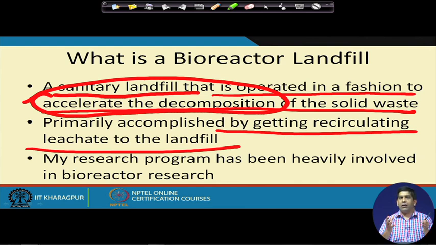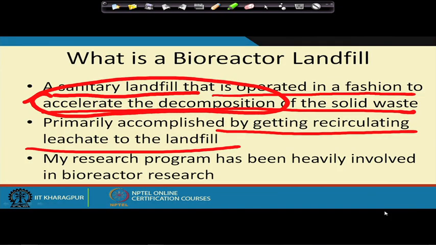I don't think any regulatory body around the world will allow us to put clean water inside the landfill, because once the water goes inside the landfill, it becomes leachate. So you will not find clean water, groundwater or surface water being allowed in the landfill, because essentially what we want is to increase the moisture content. So to increase the moisture content, we need to put some liquid in there.